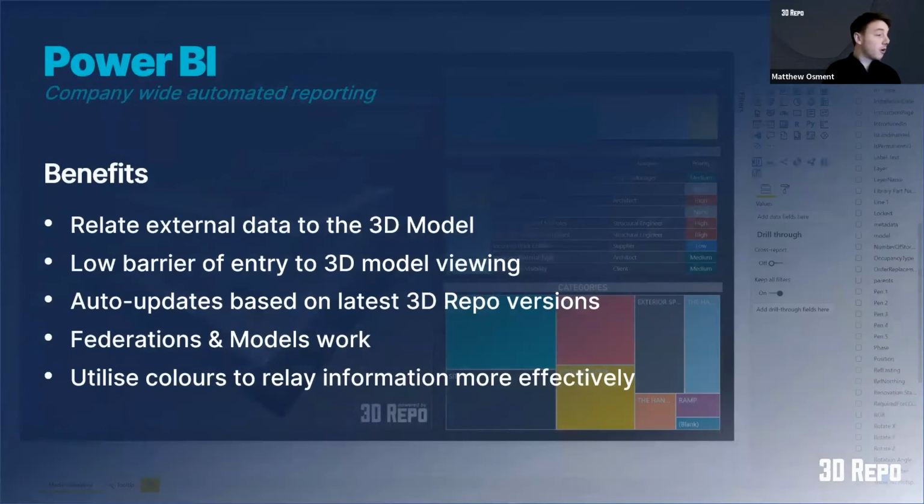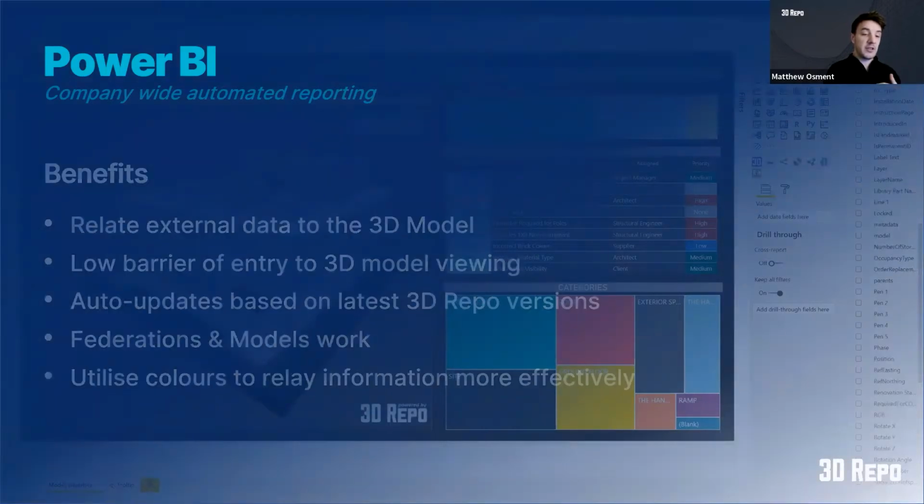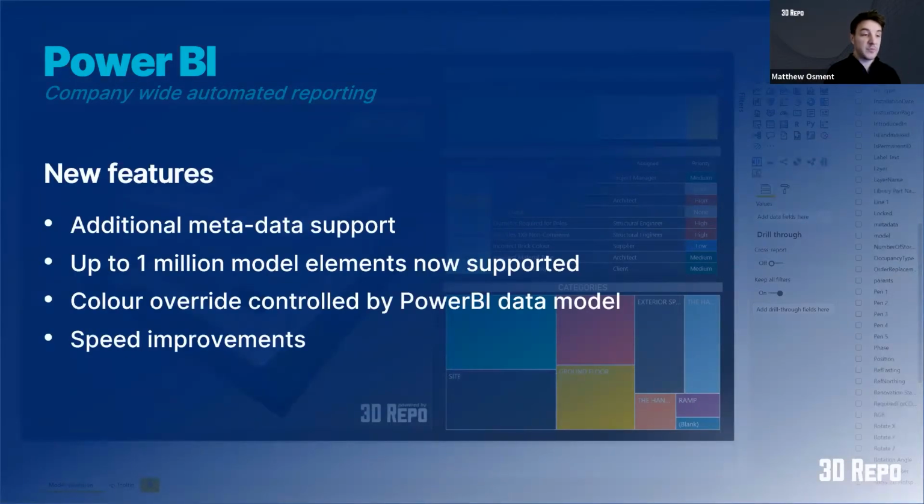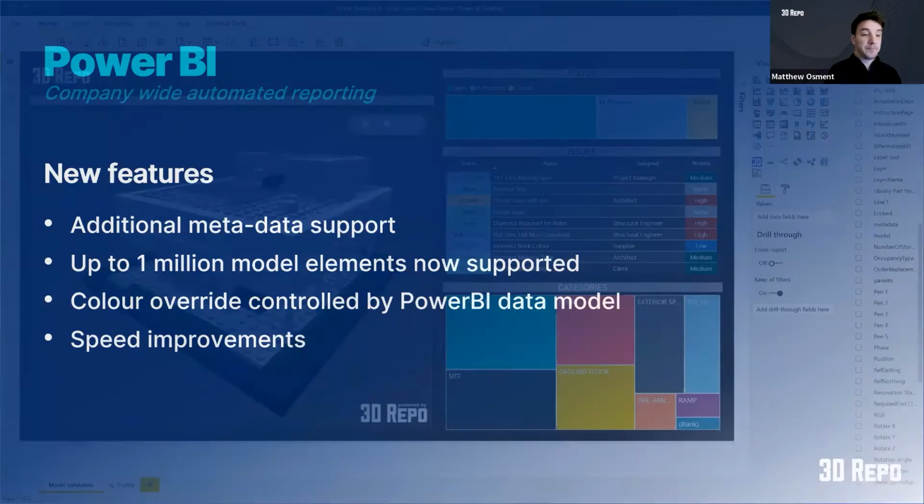Power BI, this got a lot of feedback when we showed it off earlier in the year. We've made a few tweaks in the last couple of months about relating data to the 3D model, how you can show your data from external sources potentially on that 3D model. And we've worked hard to increase the number of model elements that you can bring into Power BI. So previously there was a cap, which was Microsoft's cap to how many elements they support in a data table. We've now worked to get beyond that, so we can support up to 1 million model elements and color override inside the model.